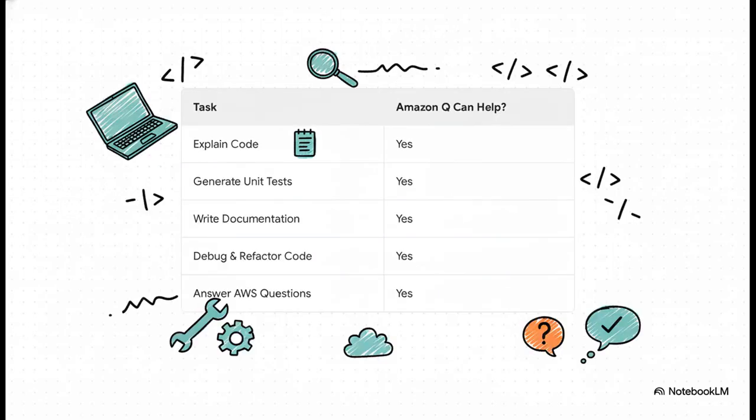And just look at the kinds of things it can handle. Got some legacy code you can't make sense of? Ask Q to explain it. Tired of writing all that boilerplate for unit tests? Yeah, Q can generate them. It's built to take these time-consuming jobs off your plate so you can focus on the more interesting problems.